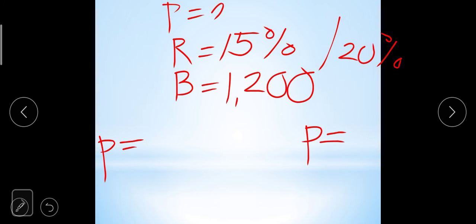You need to find out what is the 15% of 1,200 by multiplying the B and the R. But you need to convert first the percent, or the 15%, to decimal before you multiply it.